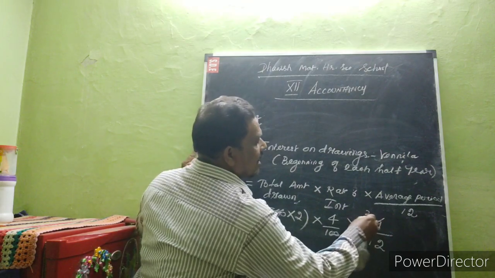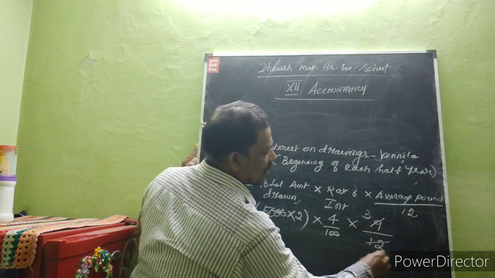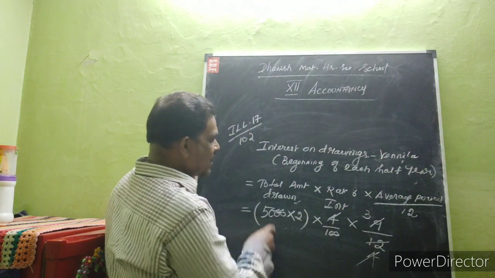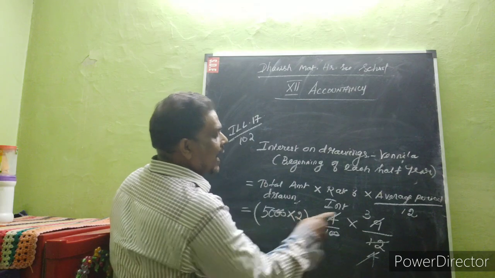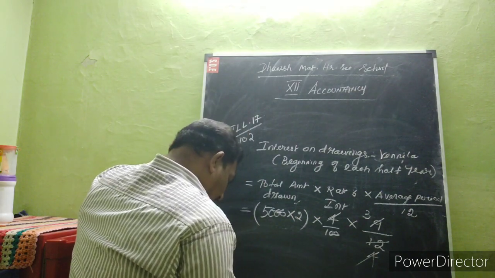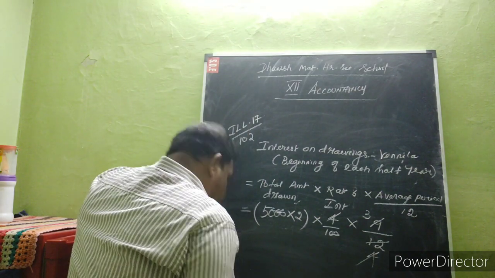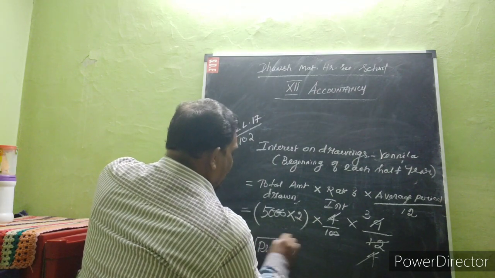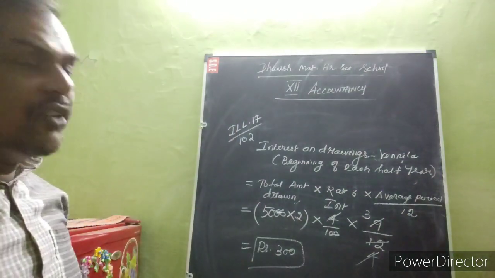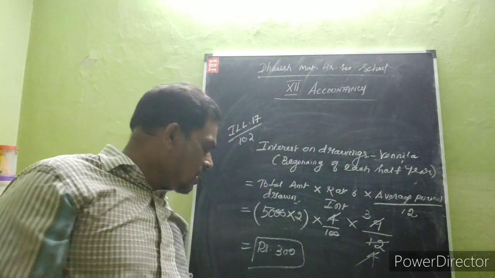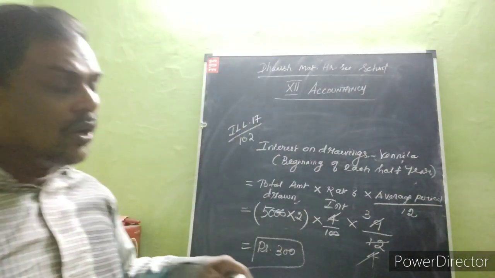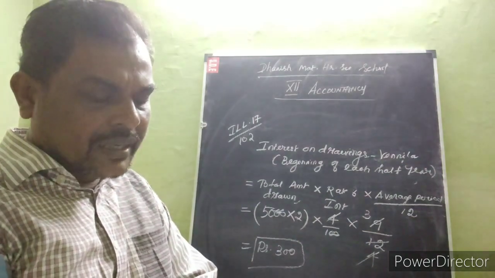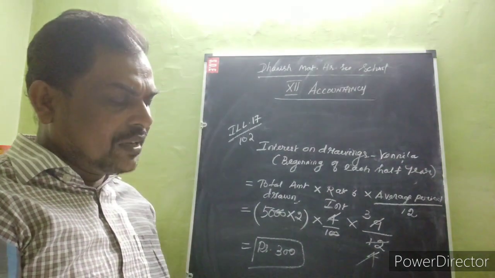See, 3 3s are 9, 4 3s are 12. This 4 will be cancelled. Now what is the balance? 50 into 2, 100. 100 into 3 rupees, 300. Okay. This is the way you have to calculate interest on drawings. Interest on drawings you have to calculate in 3 methods. One is the direct method, number 2 is the product method, number 3 is the average period method.